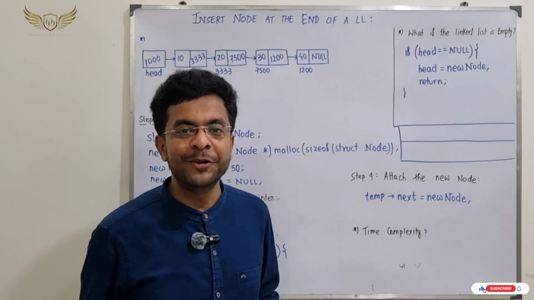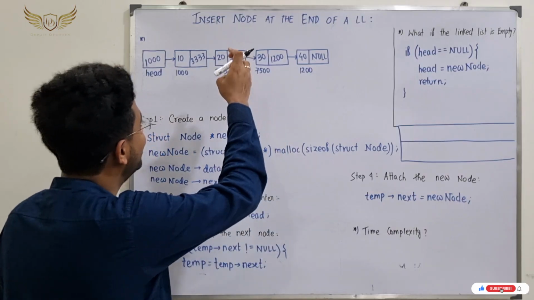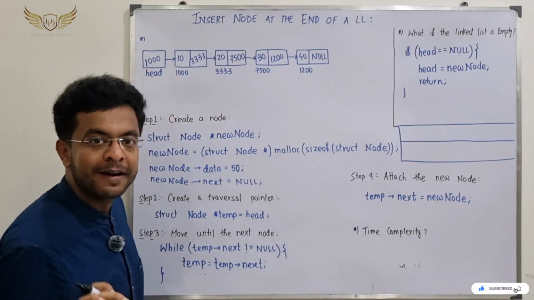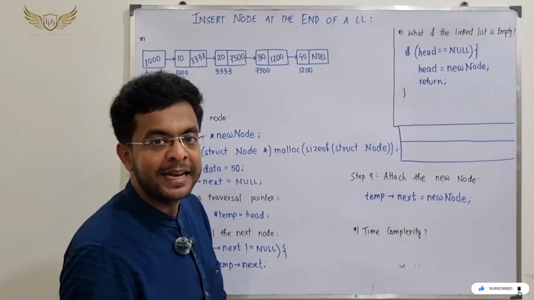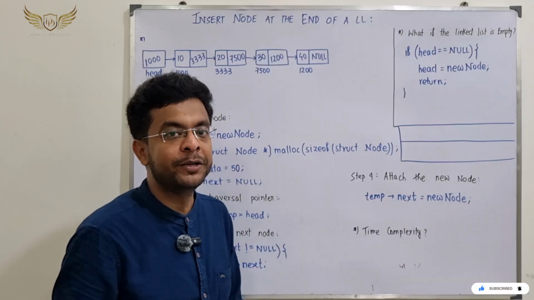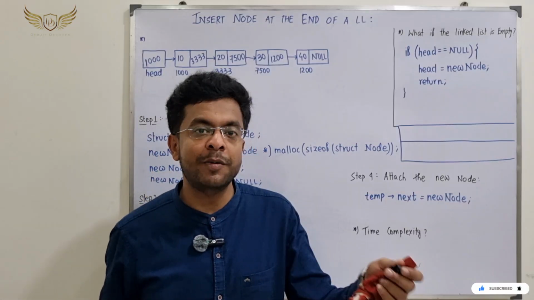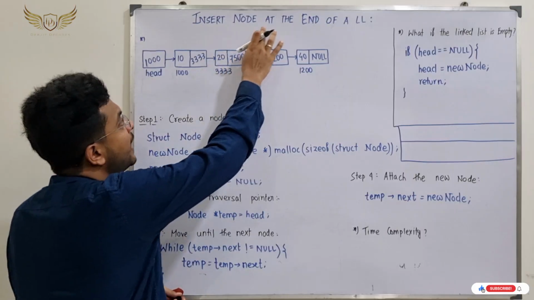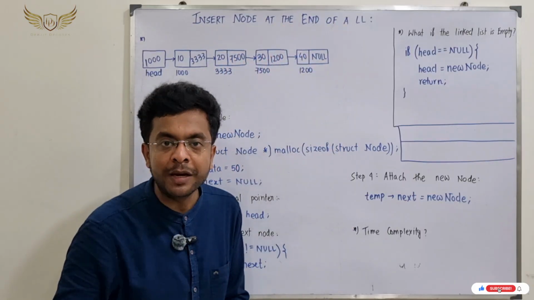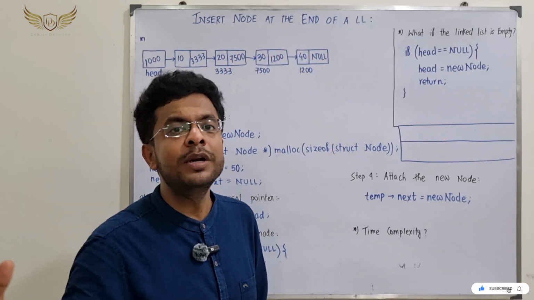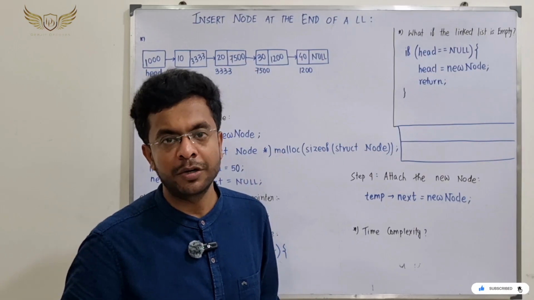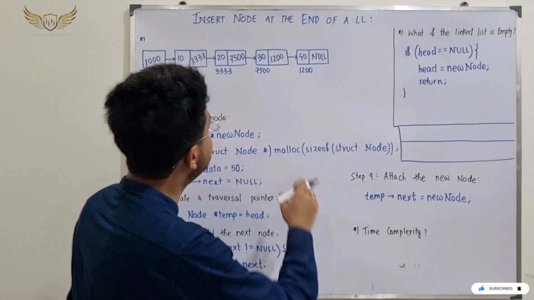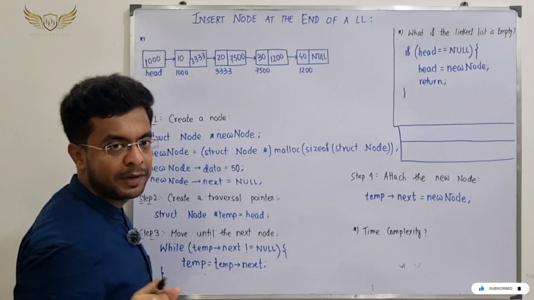So in the last video, we have seen how to insert a node at the beginning of a linked list, right? We have said that we'll be breaking this insertion part into 3 videos. The last one was about inserting a node at the beginning. This one will be about inserting a node at the end of the linked list. And the next one will be about inserting a node somewhere in the middle, or any position of a linked list, right? So let's see how to insert a node at the end of a linked list.